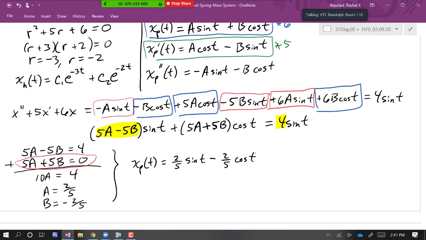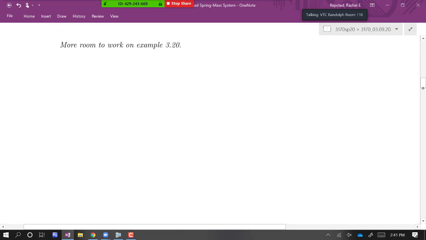Now we're not quite done. I mean, we've done a lot of work. We found the particular, but the complete solution, or the total solution, is the homogeneous plus the particular, added together. And don't forget, we have initial conditions. So once we have x of t, we can use our initial conditions to figure out what C1 and C2 are. I'm going to start that process on the next page.